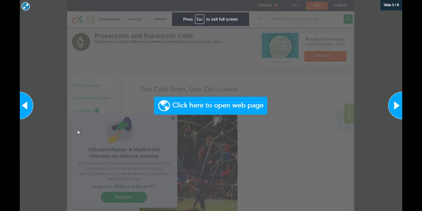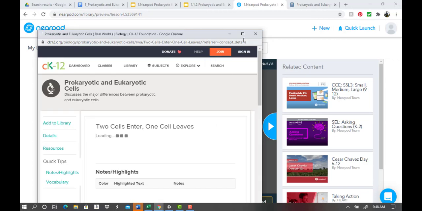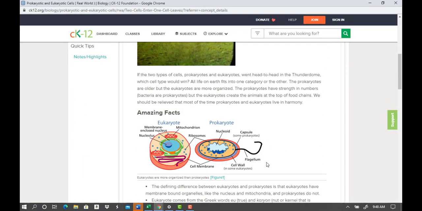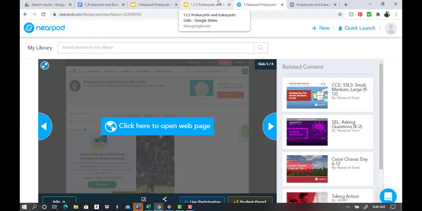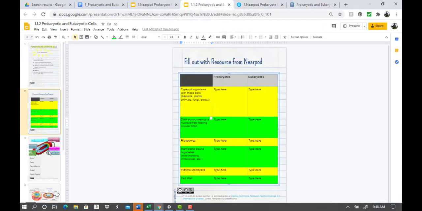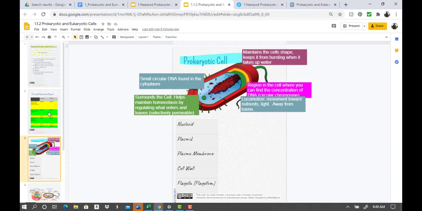So in Nearpod, in the next slide, it will say click to open a web page. When you click that, it will open into this digital text. I encourage you to read through, look at the pictures. There's even a video. I encourage you to watch the video and fill out the chart in your digital notebook. So when we come back together, we will put this, the next couple of slides, so you have a good model of a prokaryote inside of your notebook. Okay, so go ahead and do that using the resource from Nearpod and then come back together. The next slide, this slide, we will do that together. So you don't have to go on and do that.